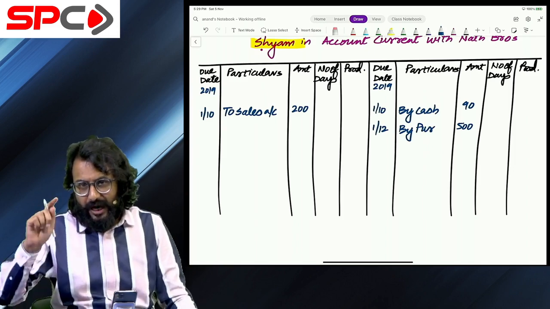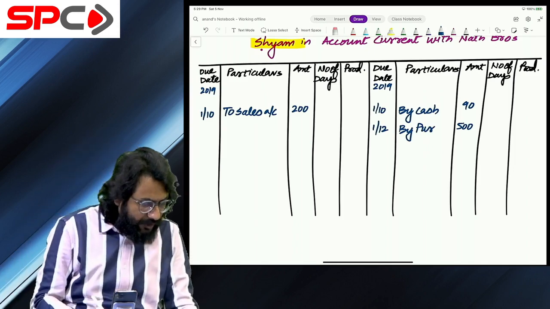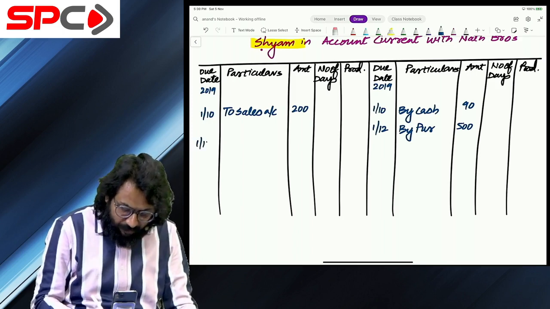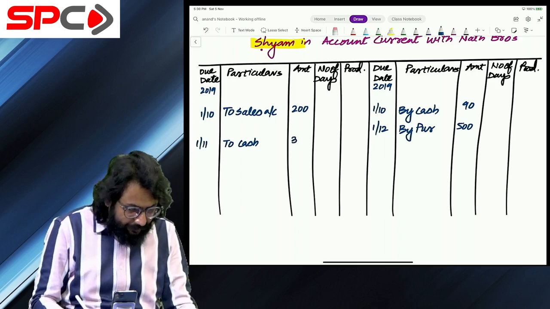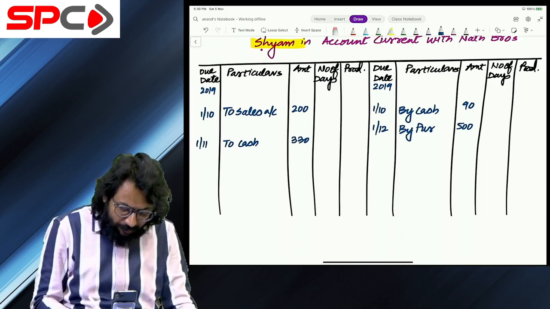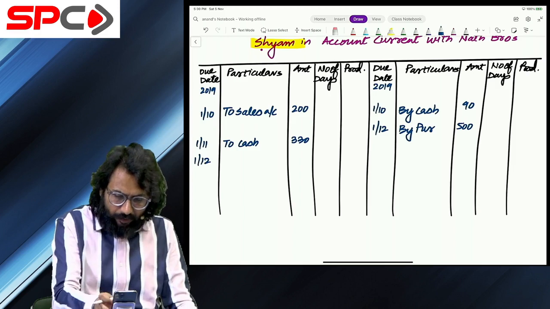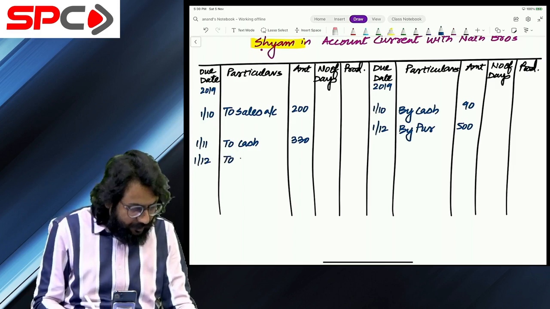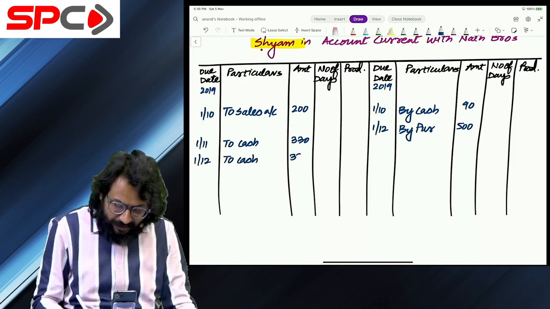Then going further, paid to Sham. What is the entry? Sham to cash. So can I not say my date would be what? 1st November to cash. Tell me, what is the figure? 330. And paid to Sham 1st December. What will I write down? To cash. Again you are right, 330.